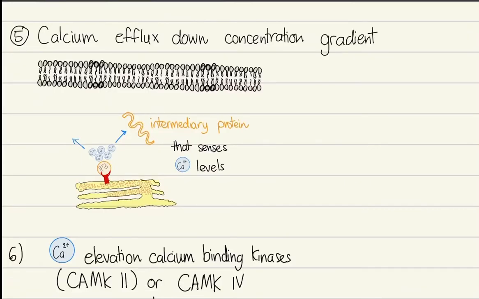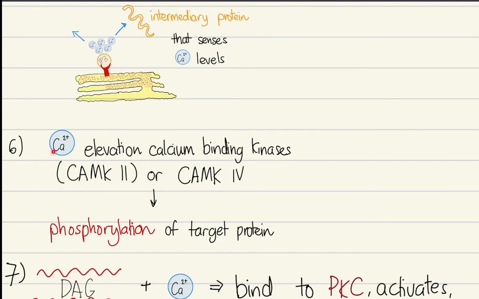Once the IP3 binds with the IP3 receptor right over here, this is going to cause the calcium efflux down the concentration gradient. And we know that there is a higher concentration of calcium inside the endoplasmic reticulum compared to the matrix. So as expected, the calcium is going to flow down into the matrix, and that's going to cause an increase in calcium concentration. There are intermediary proteins that are sensing the level of calcium, but that's a different story. What happens next is this calcium is going to activate the calcium binding kinases, and this CaMPK2 or CaMPK4 are now activated, and they're going to phosphorylate target proteins.